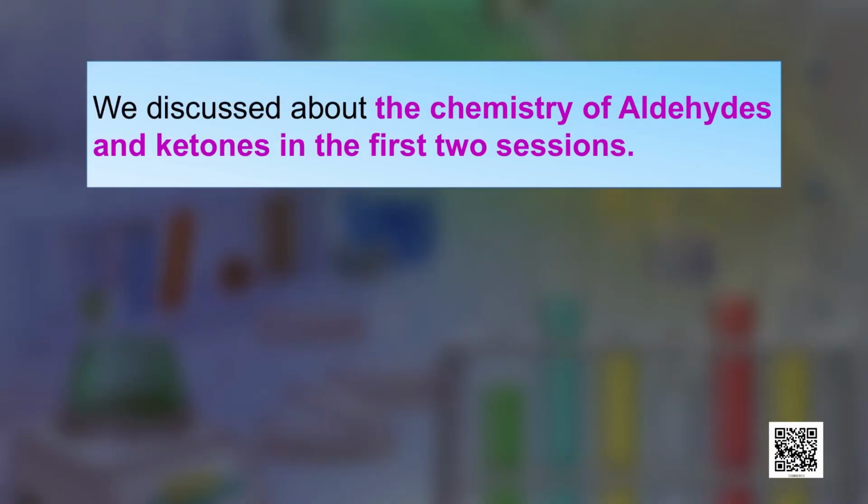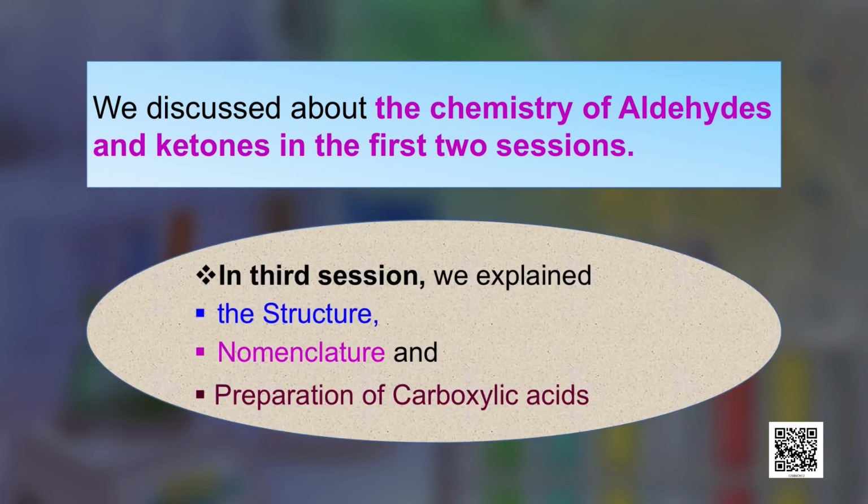Welcome learners to this last session on aldehydes, ketones and carboxylic acids, part 4. This is the fourth and the last session of this series. As you remember, we discussed the chemistry of aldehydes and ketones in the first two sessions, while in the third session we explained the structure and the nomenclature as well as the preparation of carboxylic acids.